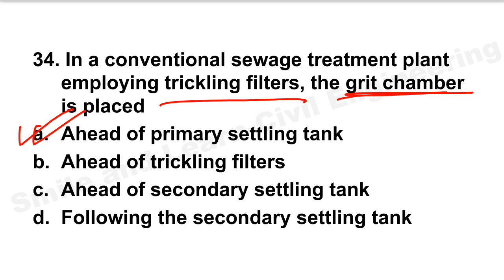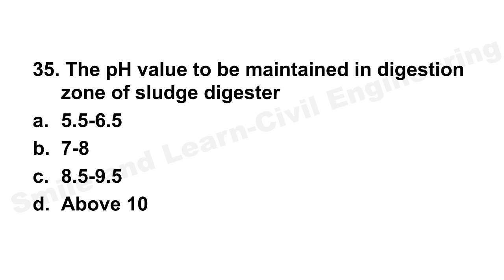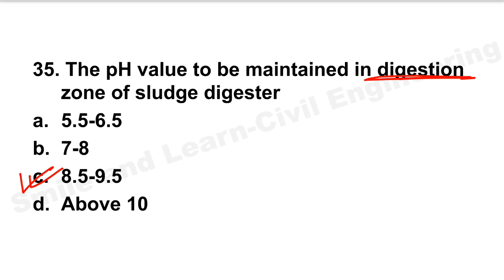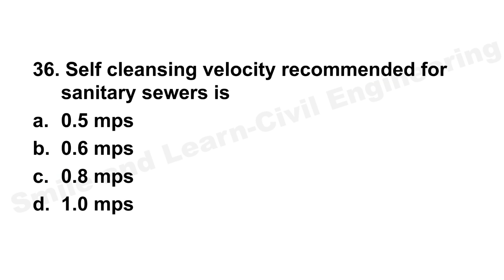Question number 35. pH value to be maintained in digestion zone of sludge digester. According to me, it is alkaline, and it will be option C. We know all the stages are there: acid fermentation, alkaline fermentation, acid regression, alkaline regression. So there the pH range is vast, but here, in the digestion zone, I think it will be alkaline. Okay, 8.5 to 9.5.